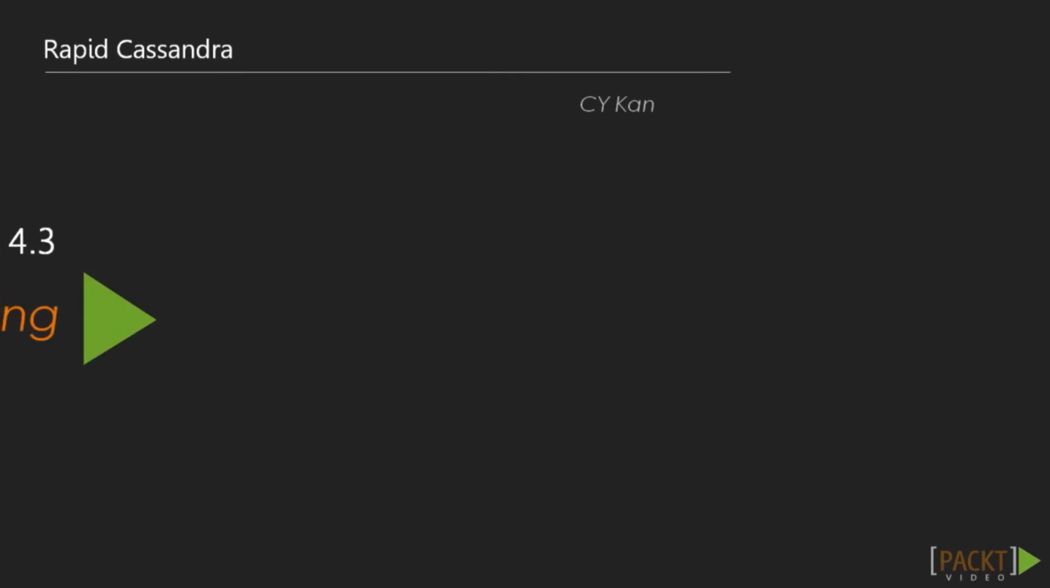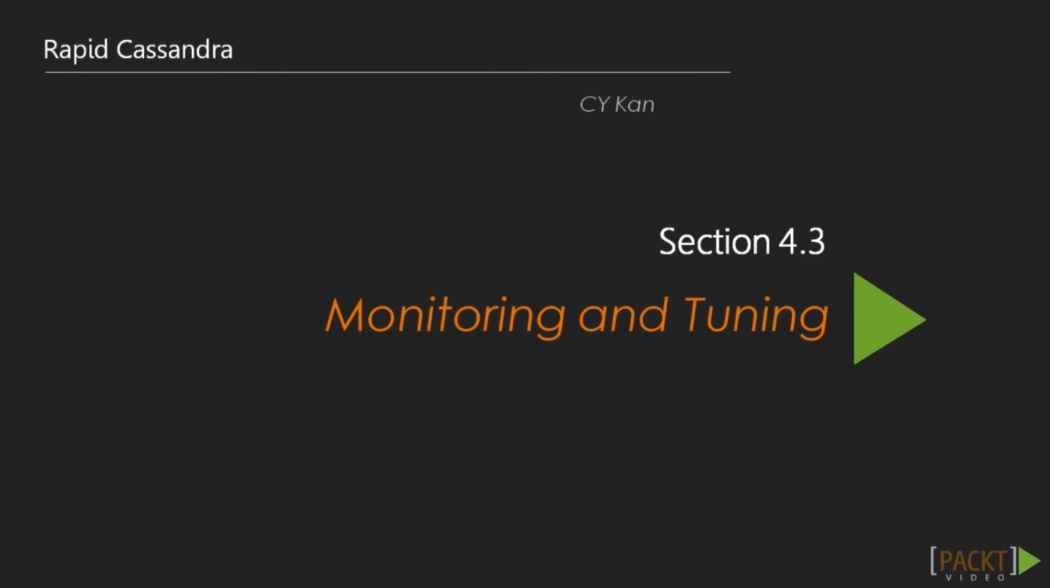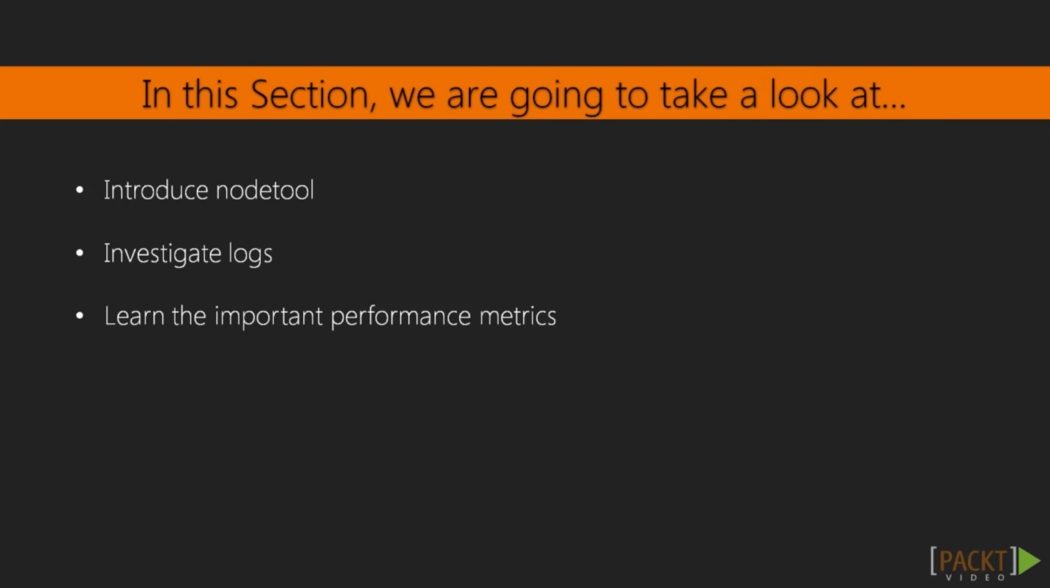Welcome to the third video of Section 4 of Rapid Cassandra. In this video, we'll look at the monitoring tools provided by Cassandra and some of the basic performance tuning tips. We'll learn about the most typical options of nodetool to perform day-to-day monitoring of a cluster. Then we'll have a look at the log structure, which contains pertinent information for troubleshooting. We'll also highlight some important performance metrics and their improvement methods.